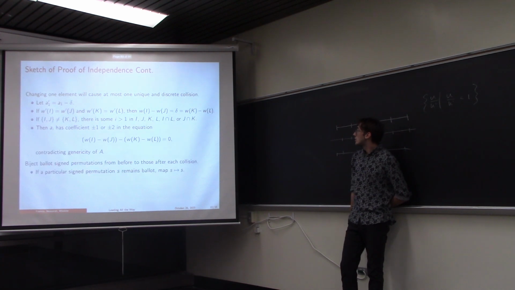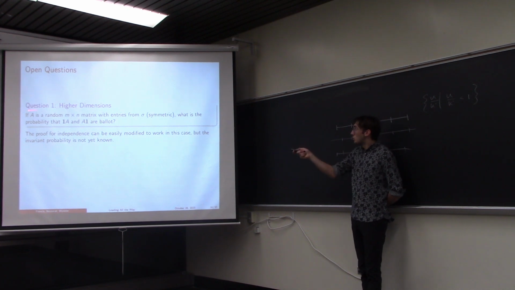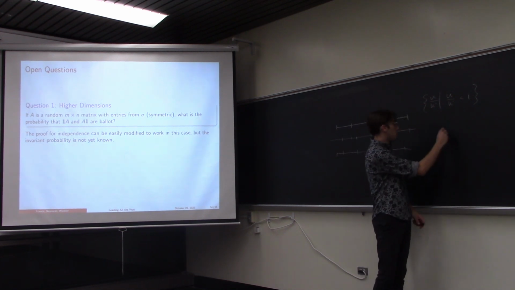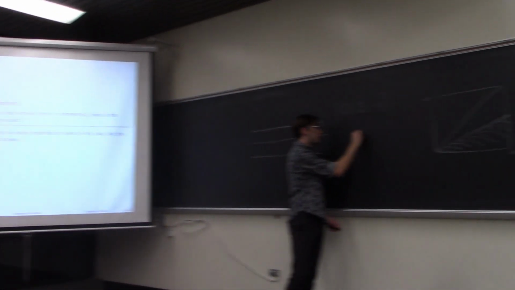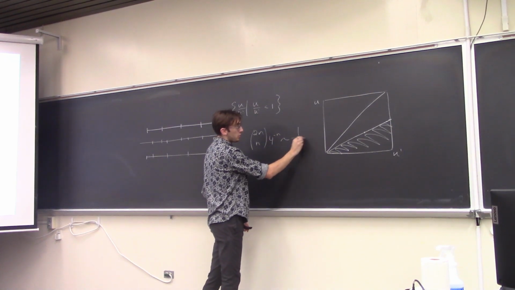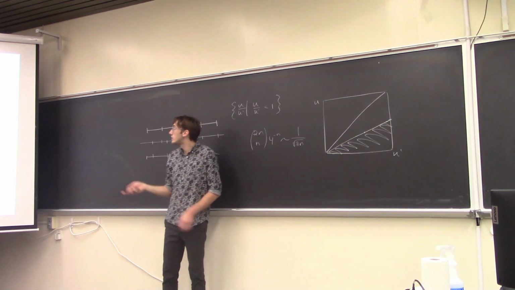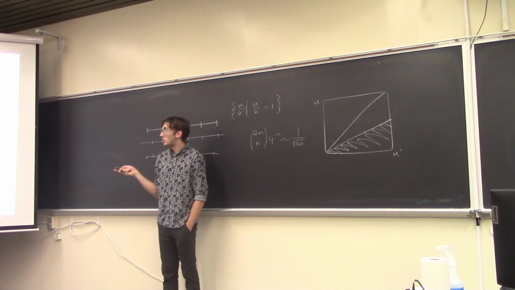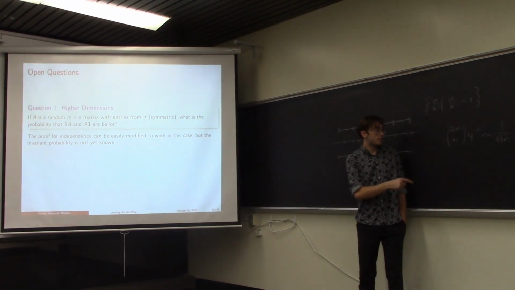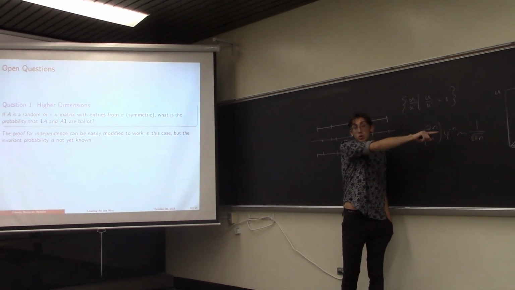So for this higher dimension generalization, it can be modified to work, but we don't know this invariant probability. We do know asymptotically, so 1 over 2n choose n over 4^n. This is asymptotic to 1 over root pi n, and you get this from Stirling's formula. But because the row sums and column sums are positively correlated, this answer is going to change.